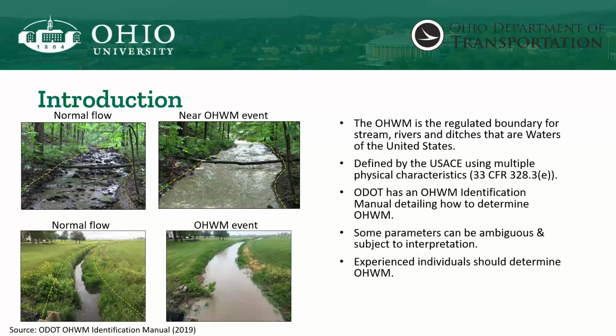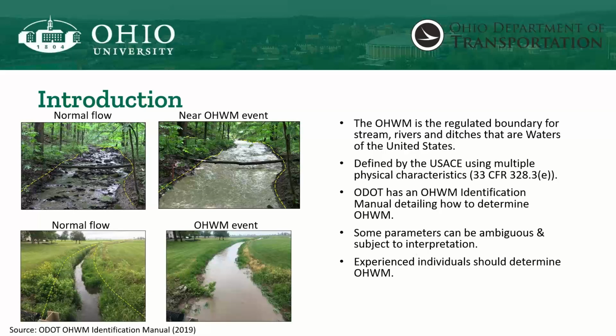You can look at the vegetation, right? If there's a sudden change in elevation, vegetation, or a sudden change in soil characteristics, these are the features you can see where an ordinary high water mark should be. ODOT has a really detailed manual called the Ordinary High Water Mark Identification Manual. It's step by step what you should look for, and it's a pretty neat way to find where your ordinary high water mark should be.